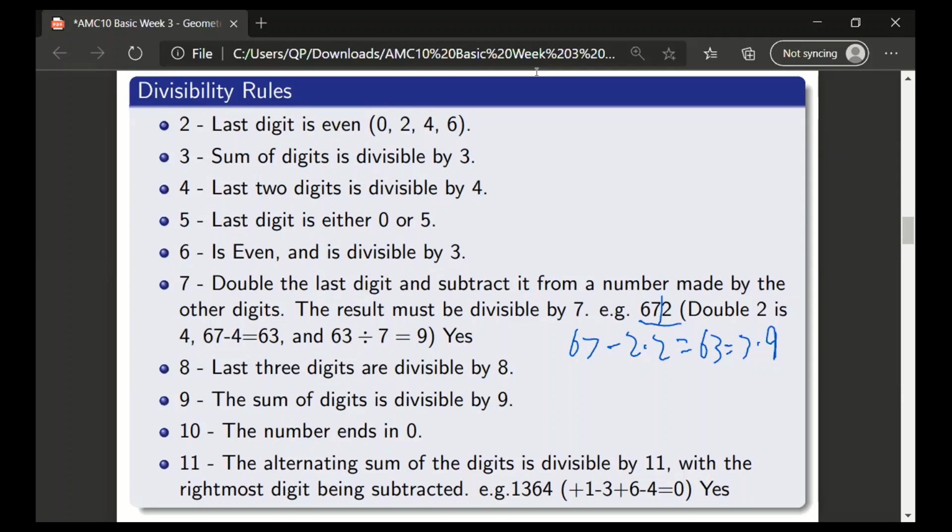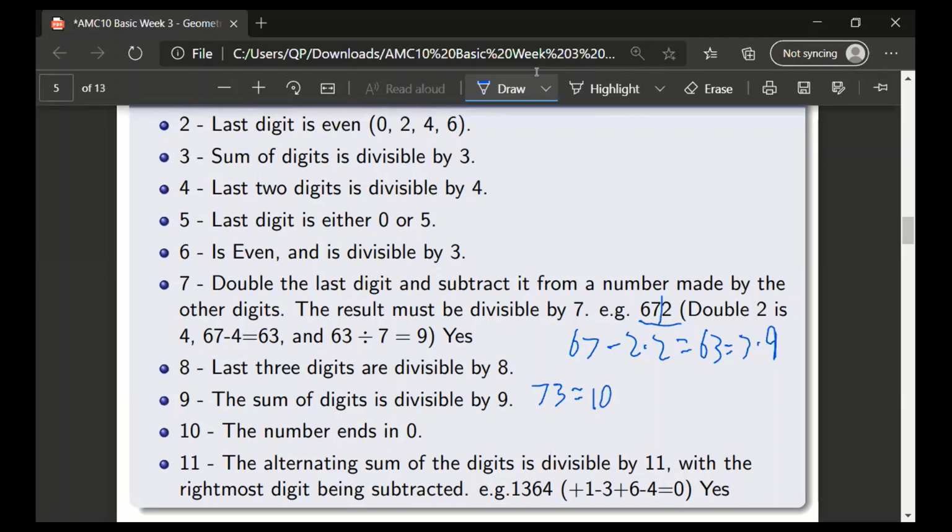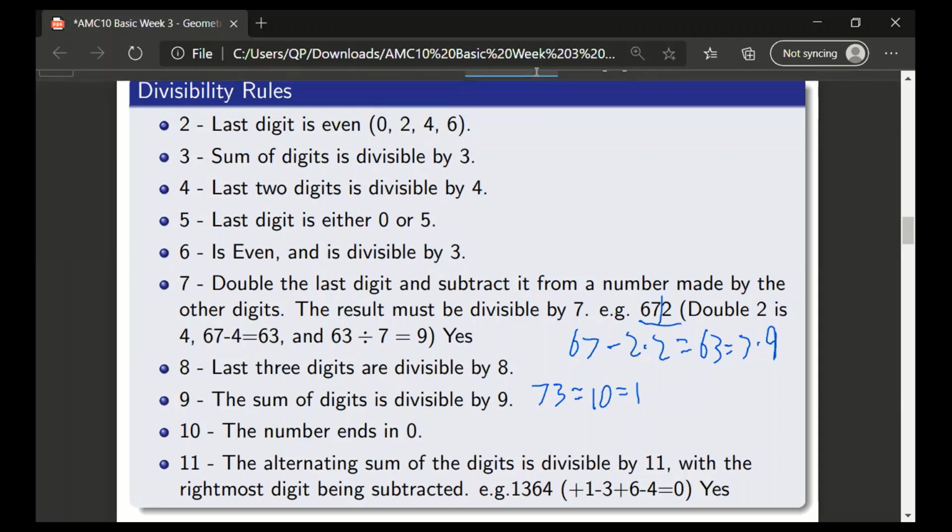And for the cases of 3, 9, and 11, the resulting number is simply the remainder when the number is divided by the original number. For example, the sum of the digits of 73 is 10, which is 1 when you divide it by 9, and the same thing is true for 73.